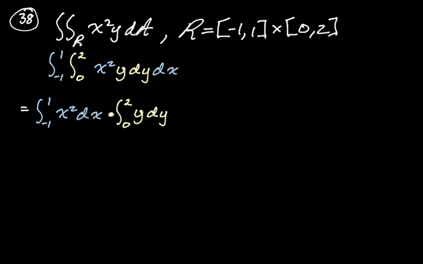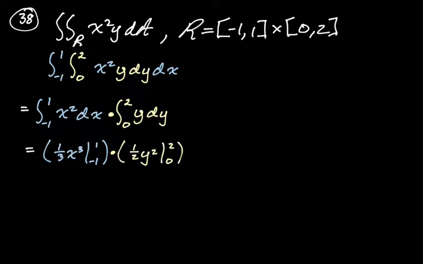All right, so two Calc 1 level integrals here. So we'll reverse the power rule. 1/3 x cubed from -1 to 1. And then we will reverse the power rule on this. We'll get 1/2 y squared from 0 to 2. Fundamental theorem for both. So we get 1/3, and then you have 1 minus -1, right?